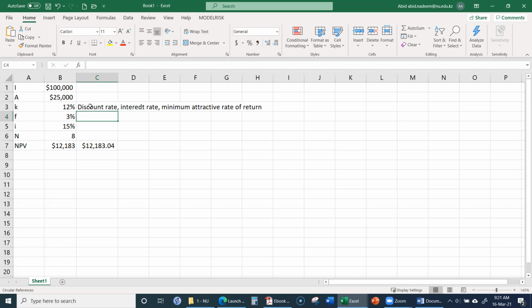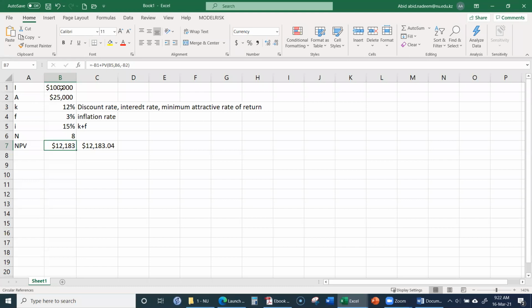3% is the inflation rate. Inflation means the increase in the prices of goods and services at some rate. So these are just some assumptions. And this is the sum of I and K: I is equal to K plus F, just to include it in the formula. So we will use this. Anyway, we have got $12,183.